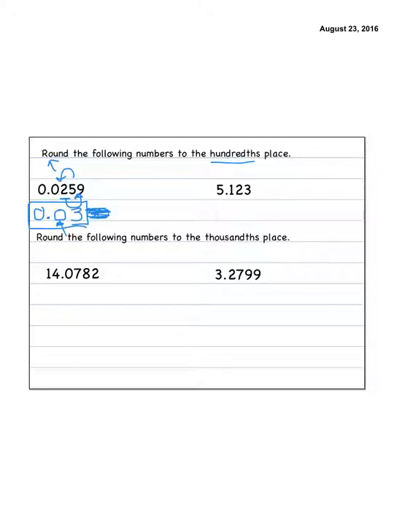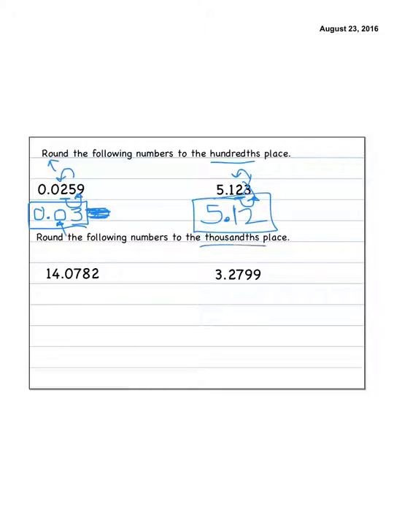5 and 123 thousandths. So I look at my 2 because that's in the hundredths place. Then I look at the 3. The 3 tells me that the 2 stays the same. Keep the 5 and the decimal and the 1. Keep the 2 the same. 3 turns to 0. I don't need that, so it's 5 and 12 hundredths.